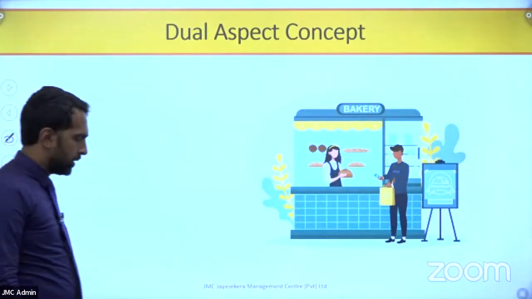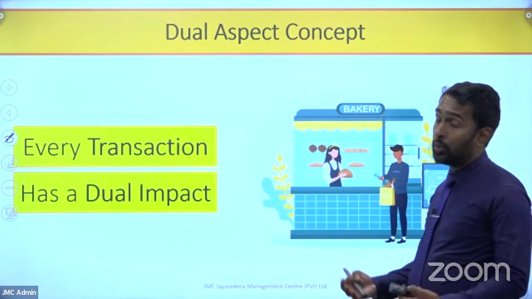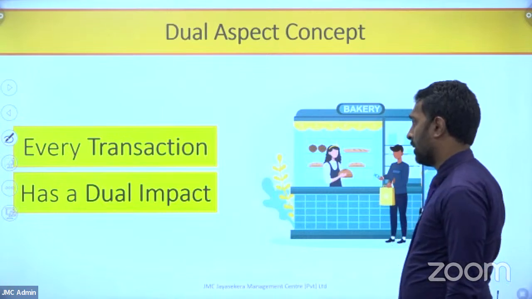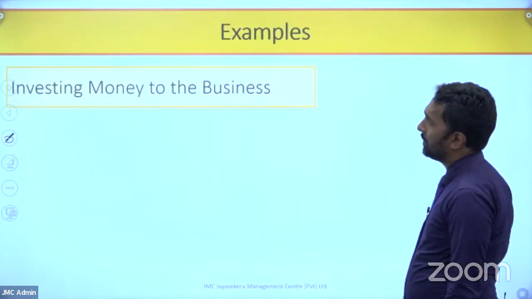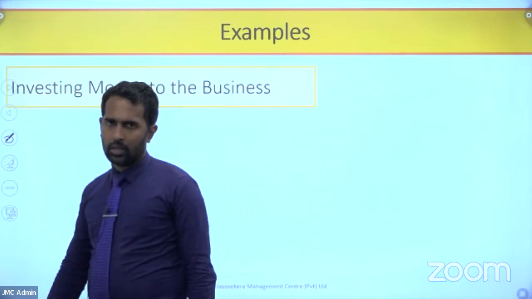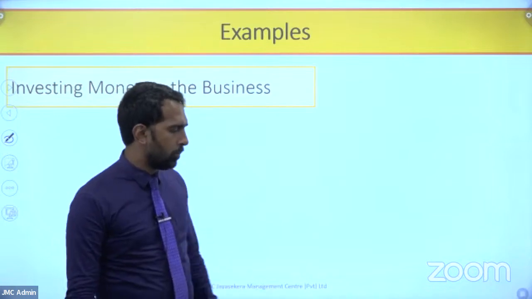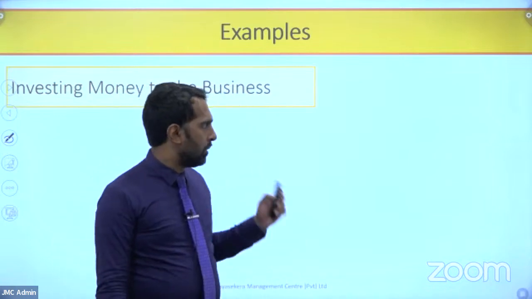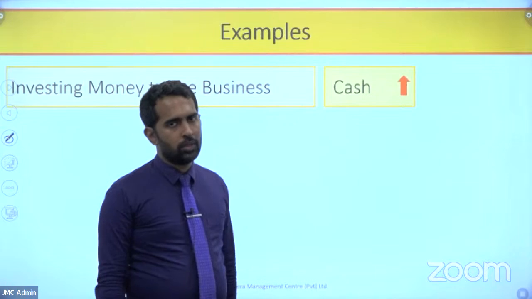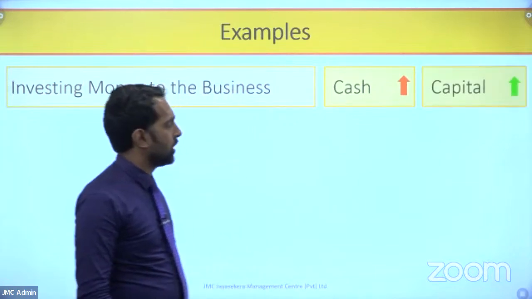We'll see the dual aspect concept: every transaction has a dual impact. Example: investing money into the business. I told you we have to take the business and the owners separately. Right now, we have to take the point of view of the business. Money goes up, cash goes up, and your commitment towards the owner, which we call the capital, goes up.